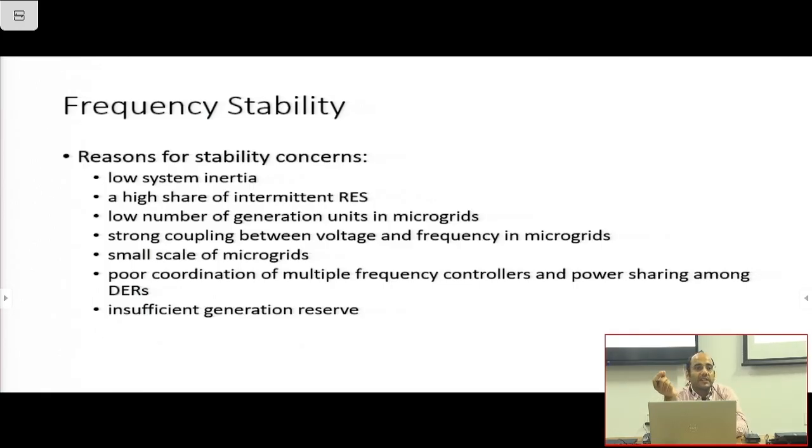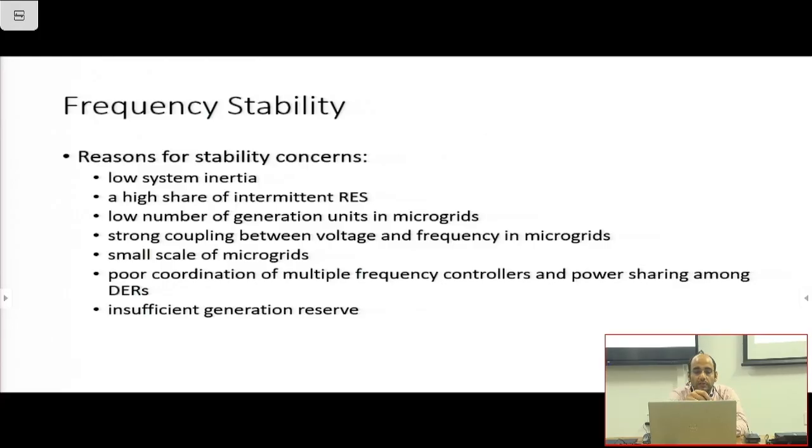For example, let's say there is a reactive power issue. There is high demand of reactive power. What happens? The voltage will come down. But the voltage change will then lead to power change, and power change will then lead to frequency change. So all of them are integrated. That's why in a microgrid there is a strong coupling between voltage and frequency, which leads to frequency instability.